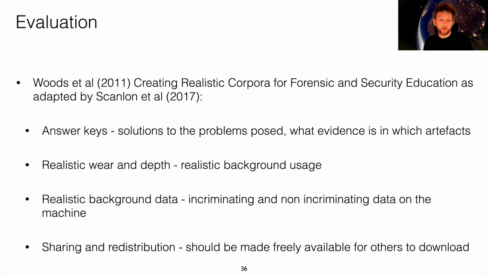So, an evaluation of what we've done. There are some criteria here, from Woods et al., adapted by Scanlon: things that we want in realistic data sets. Answer keys: well, the fact that we're running to a story means we can kind of have this. Both of these two are kind of the point. We are reducing the human overhead of creating this realistic wear and tear, and the difficulty of creating sufficient non-incriminating data. Sharing and redistribution is interesting.